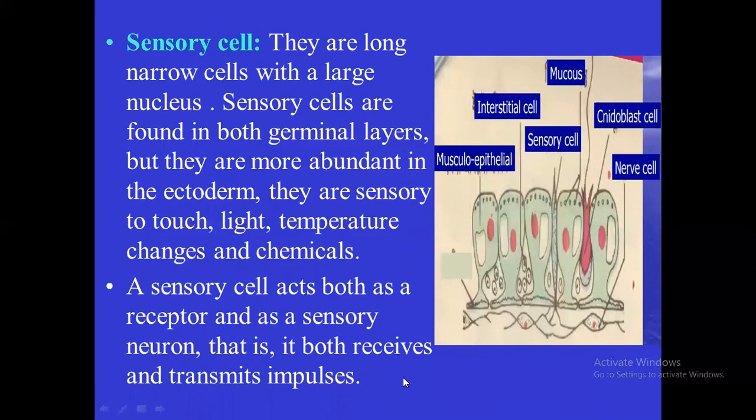Now, sensory cell. They are long, narrow cells with a large nucleus. Sensory cells are found in both germinal layers, but they are more abundant in the ectoderm. They are sensitive to touch, light, temperature changes, and chemicals. A sensory cell acts both as a receptor and as a sensory neuron. That is, it both receives and transmits impulses. So here is a sensory cell, look, a long cell, and its function is mainly to receive the sensation and transmit the impulse to other cells.